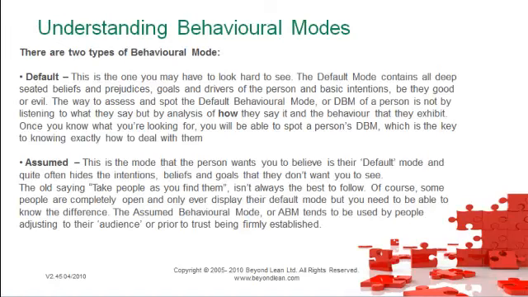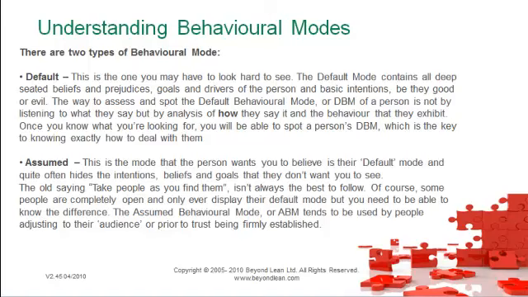And to get an understanding of that, we need to understand the different behavioural modes. Now there are two types of behavioural mode. First one is the default behavioural mode. So this is the one you may have to look hard to see. The default mode contains all the deep-seated beliefs and prejudices, goals and drivers of the person and the basic intentions, be they good or evil. This is the mode that a lot of people may work very, very hard to prevent you from seeing.